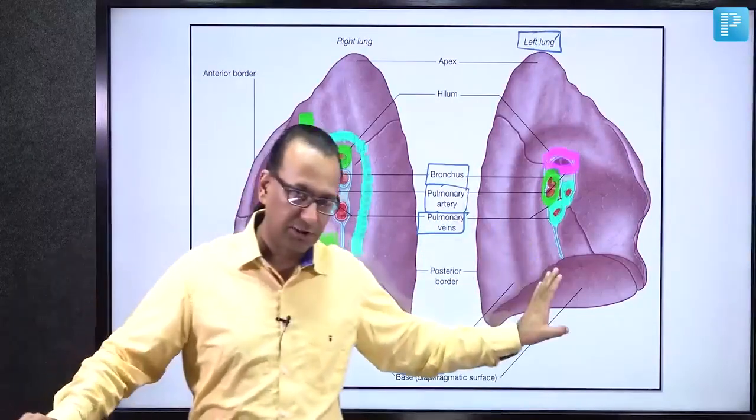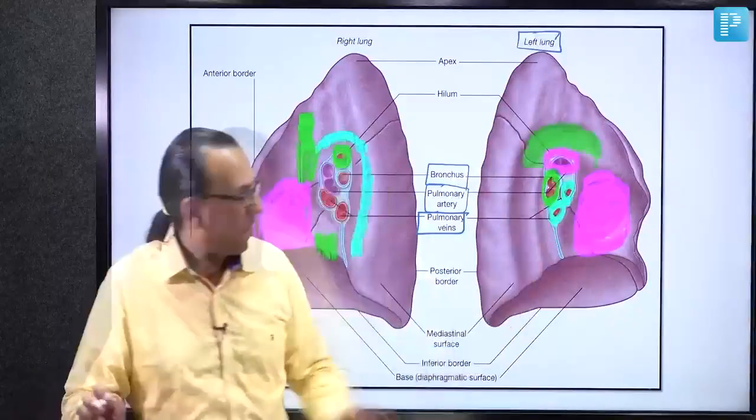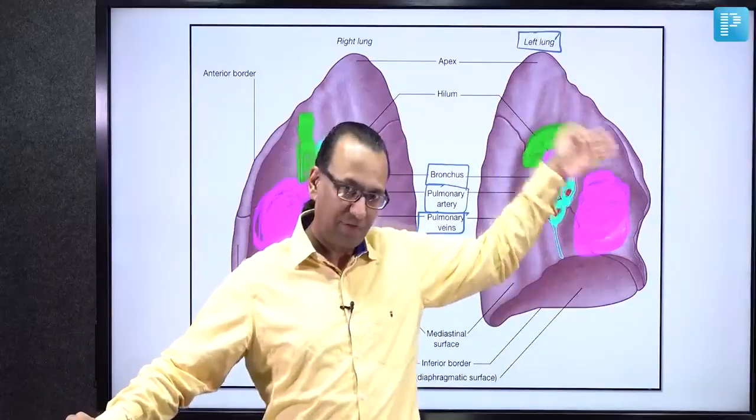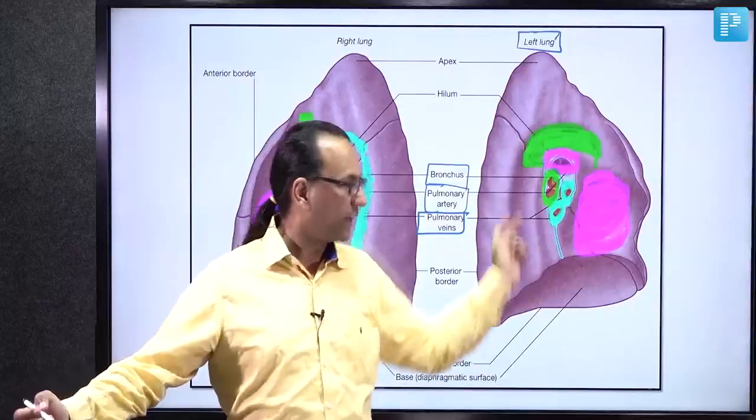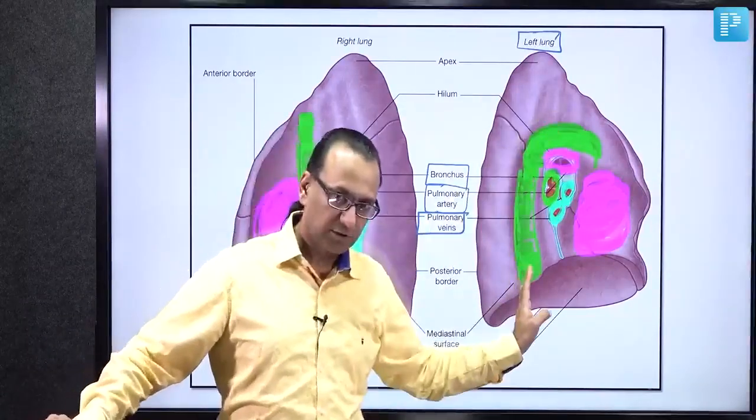On the left lung, we have already seen that there will be the left ventricle and the arch of aorta having an impression over the hilum of the left lung. Then there will be the descending thoracic aorta, running on the posterior aspect of the hilum of the left lung, just the impression of the aorta.